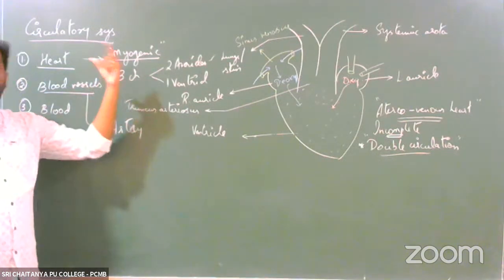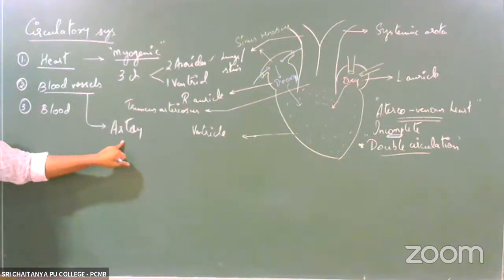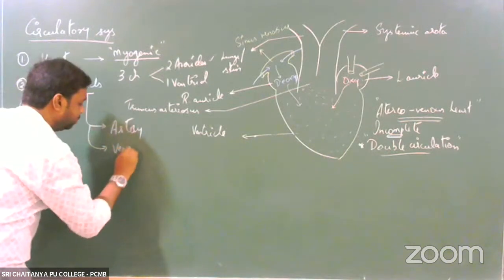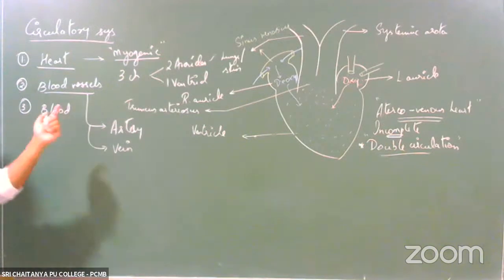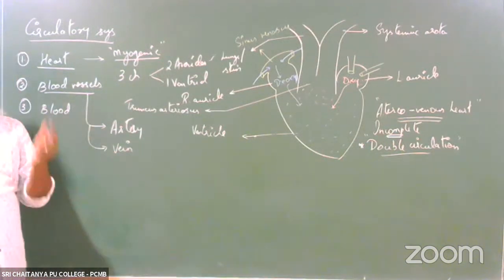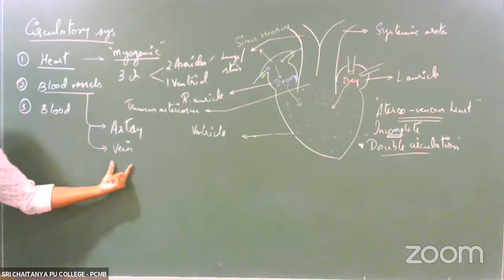So the blood from the heart is carried to different parts of the body through this larger blood vessel, which is called the artery. The second blood vessel that is present is called the veins. Veins are the blood vessels which are responsible for bringing the blood back to the heart.